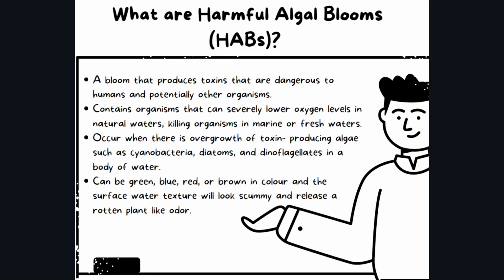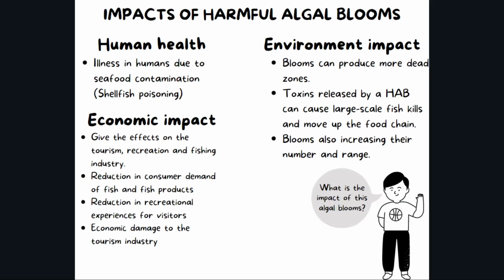Diatoms and dinoflagellates, other forms of algae, are found mainly in aquatic habitats such as ocean coastlines or bays, where they can also form algae blooms, also known as red tide. Red tide, on the other hand, can be a natural phenomenon, particularly when it forms near coastlines or in estuaries. It can occur when warmer water, salinity and nutrients reach a certain level, which then stimulates their growth. Most red tide algae are dinoflagellates. It can also be green, blue or brown in color, and the surface water texture will look scummy and release a rotten plant-like odor.